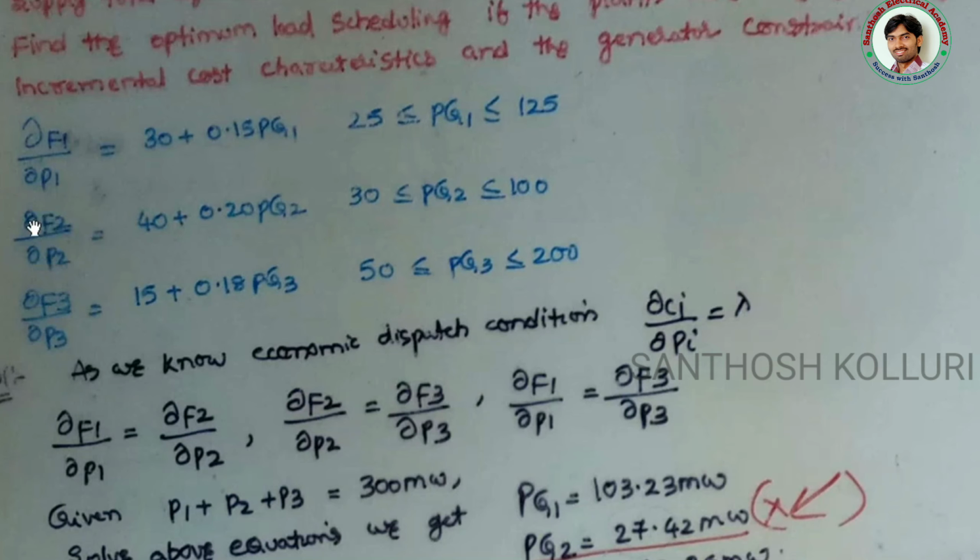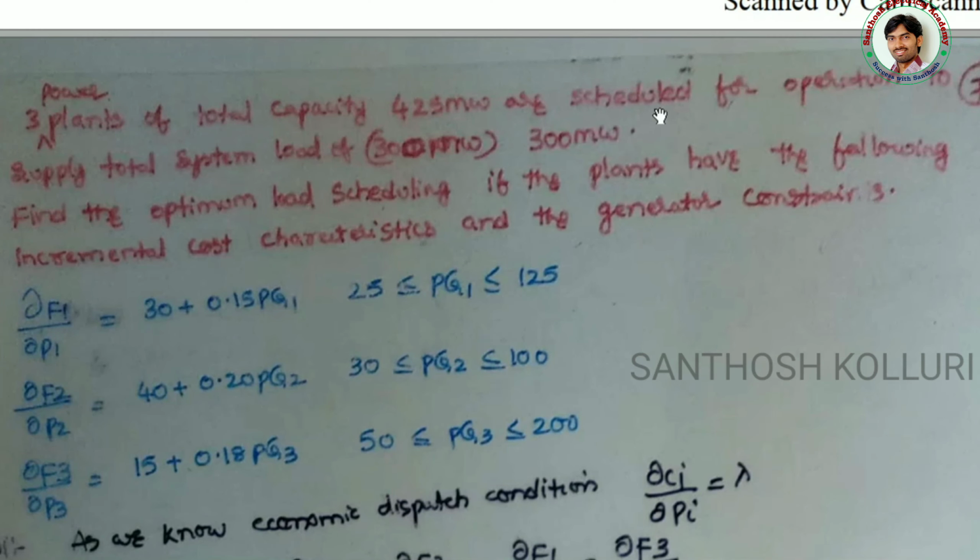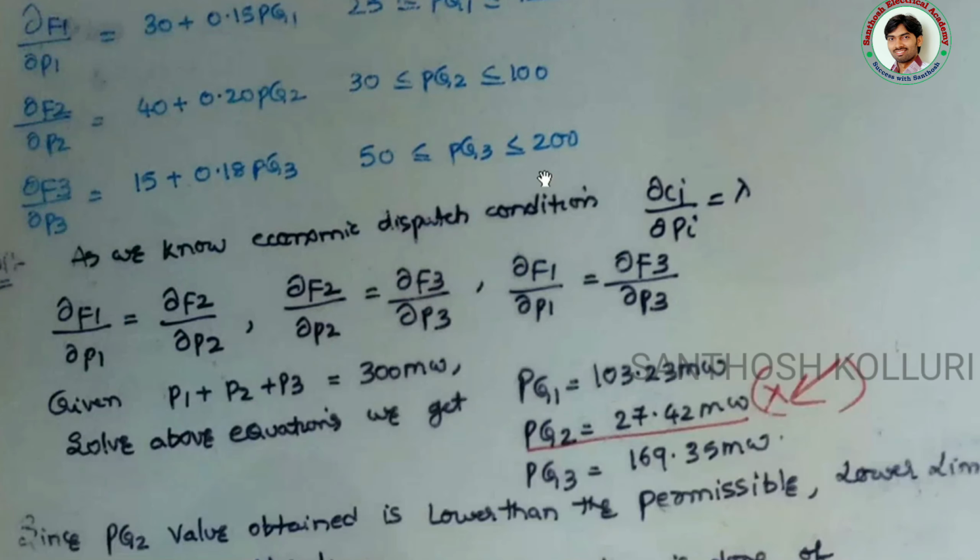df1 by dp1 is equal to df2 by dp2. So we will get one equation. df2 by dp2 is equal to df3 by dp3. We will get another equation. And df1 by dp1 is equal to df3 by dp3. We will get 3 equations for solving 3 variables. Right? What is given here? The load is 300 megawatts. So for this load, P1 plus P2 plus P3 is equal to 300 megawatts. So solve these equations here. You will get 3 unknowns, and with this one, you will get the load 300 megawatts.